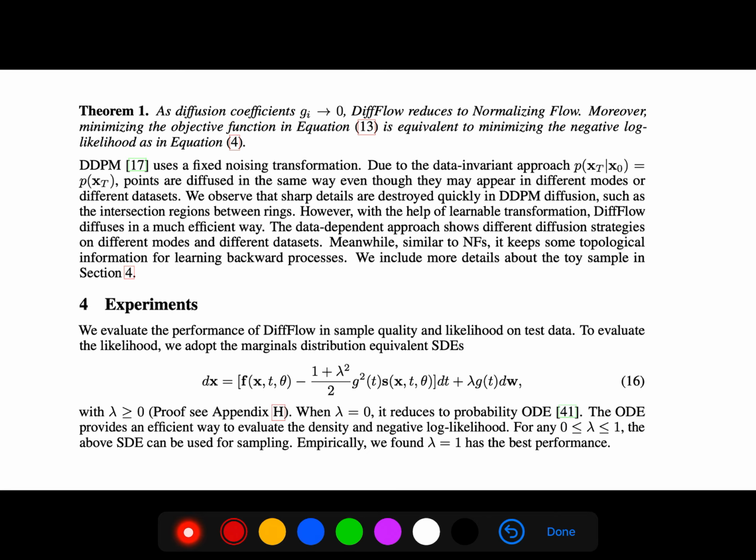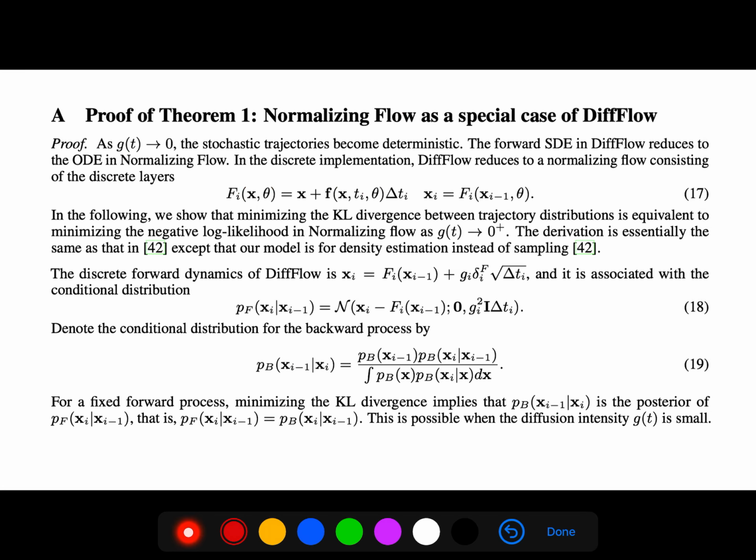And they did experiments. So this is the proof of theorem 1 that normalizing flow is just a special case of diff flow. We show that minimizing the KL divergence between trajectory distributions is equivalent to minimizing negative log likelihood in normalizing flow. The derivation is essentially the same as in this reference 42, except that our model is for density estimation instead of sampling.